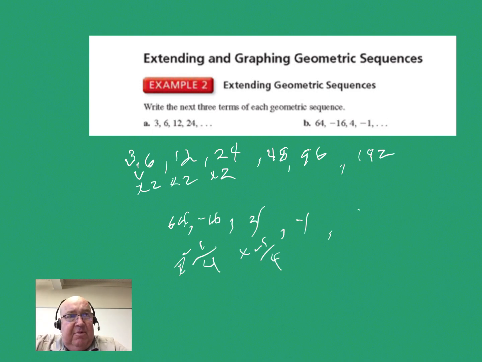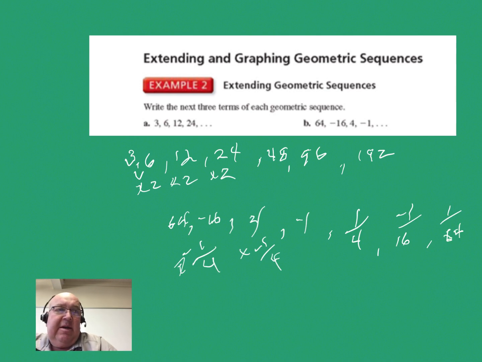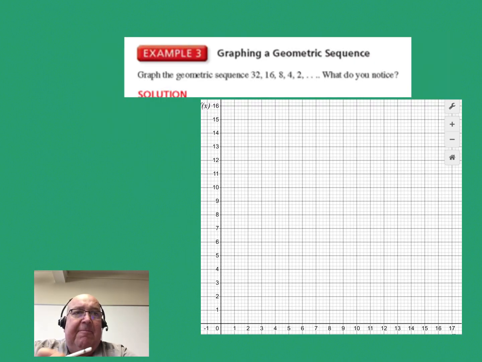So our next term would be 1/4. Our next term after that would be negative 1/16. And then our last term would be negative 1/64, and it would be positive. So just looking at patterns, the growth is different.